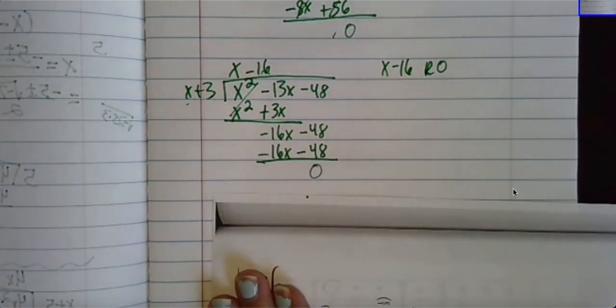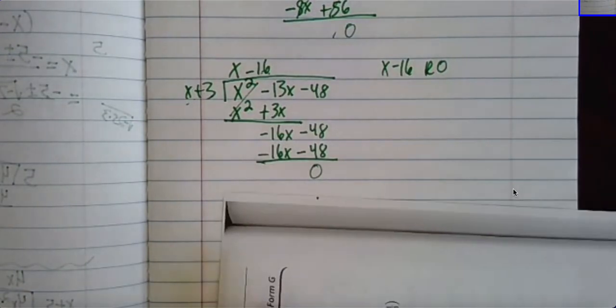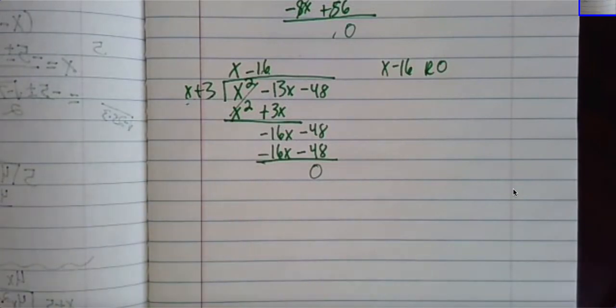Now, just a question for what we're going to do in a little bit. Is x plus 3 a factor? Yes, because it had a remainder of 0. That's coming up next. Why don't y'all try number 2, and then in a second, I'll do number 3.